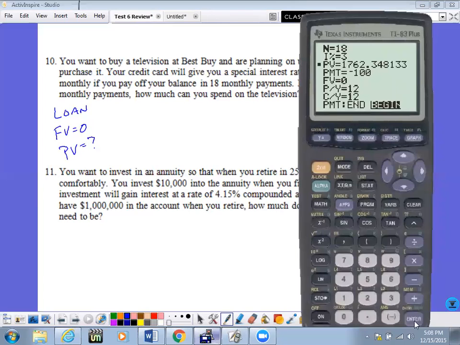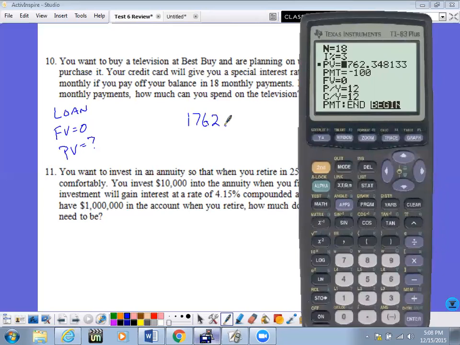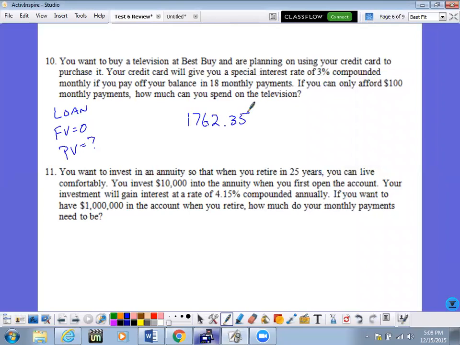So we can afford a $1,762.35 TV. Might not be getting that 72-inch.